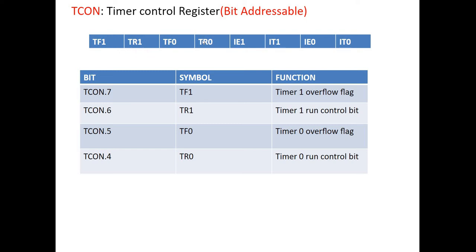So here TR0 and TF0 are reserved for timer 0, and TR1 and TF1 are reserved for timer 1. TR0 is nothing but the timer 0 run control bit. It means if we want to turn on timer 0, then we need to make this bit 1.